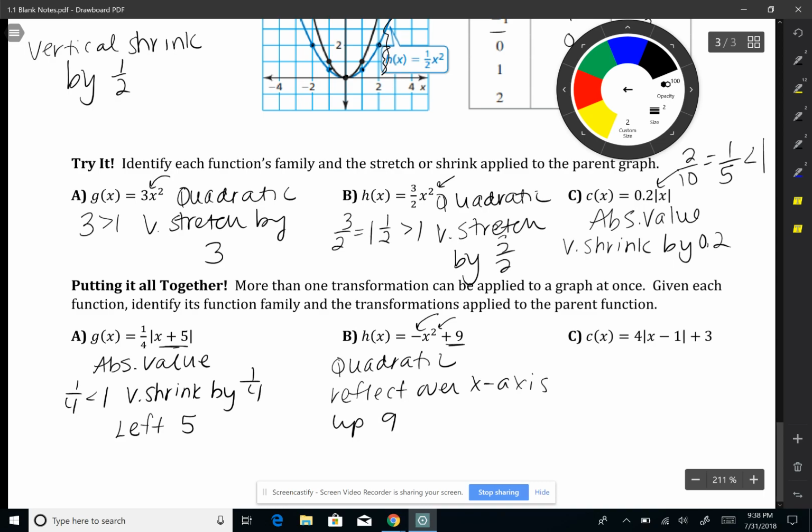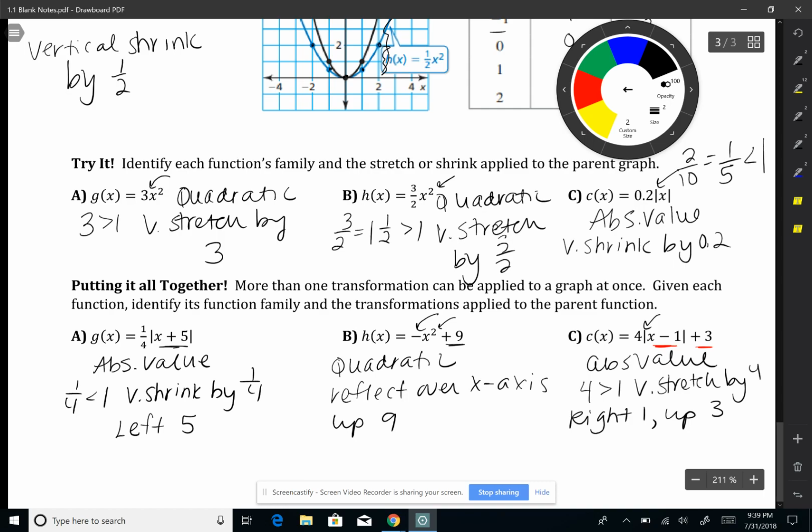Finally, 4 times the absolute value of x minus 1. Just another absolute value. The 4 out front is being multiplied by the function, and 4 is greater than 1. So that's a vertical stretch by 4. Inside my function, I have x minus 1. Outside, I have plus 3. Those are translations because they're being added or subtracted. The minus 1 is going to move us right 1. The plus 3 is going to move us up 3.